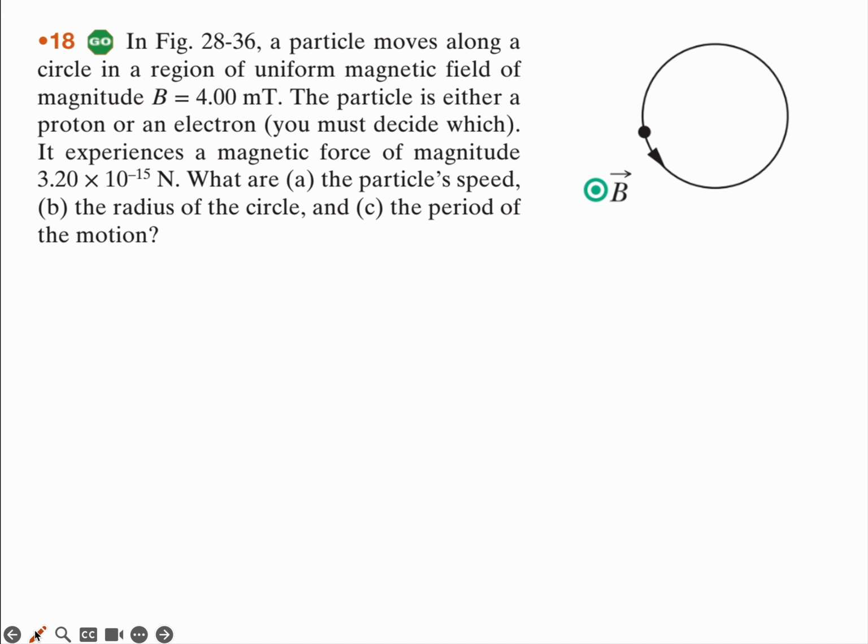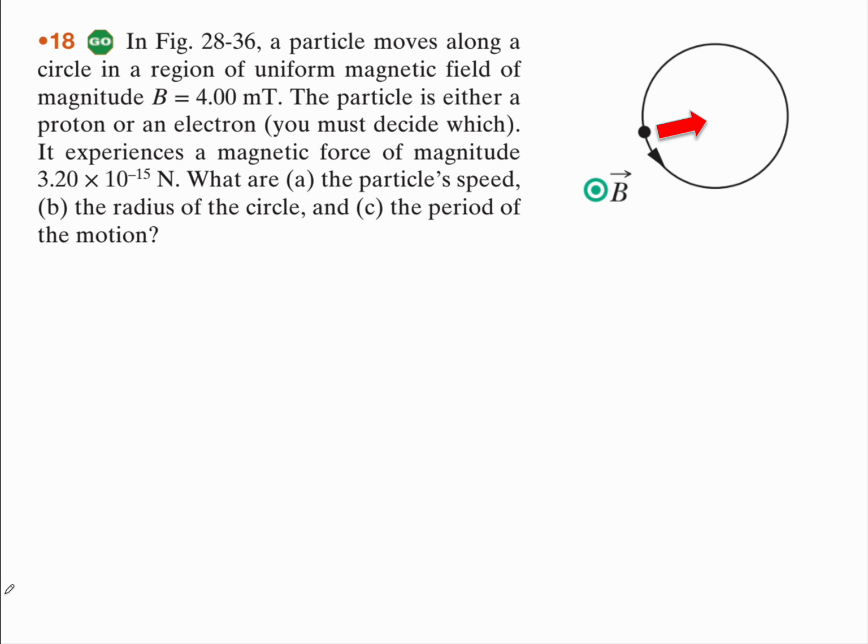Number 18, a particle moves along a circle in a region of uniform magnetic field of magnitude 4 milliteslas. The particle is either a proton or electron, you must decide which. It experiences a magnetic force of magnitude 3.2 times 10 to the negative 15 newtons. We have to first figure out the speed, then the radius of the circle, and then the period of motion.